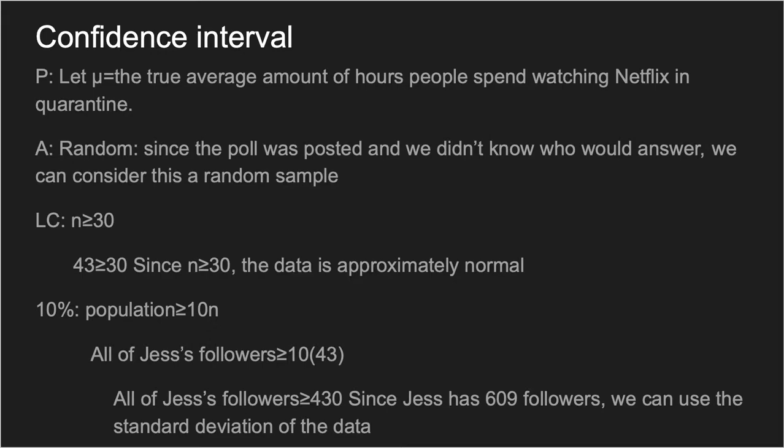For the 10% condition, population is greater than or equal to 10n. All of Jess's followers is greater than or equal to 430. Since Jess has 609 followers, we can use the standard deviation of the data.